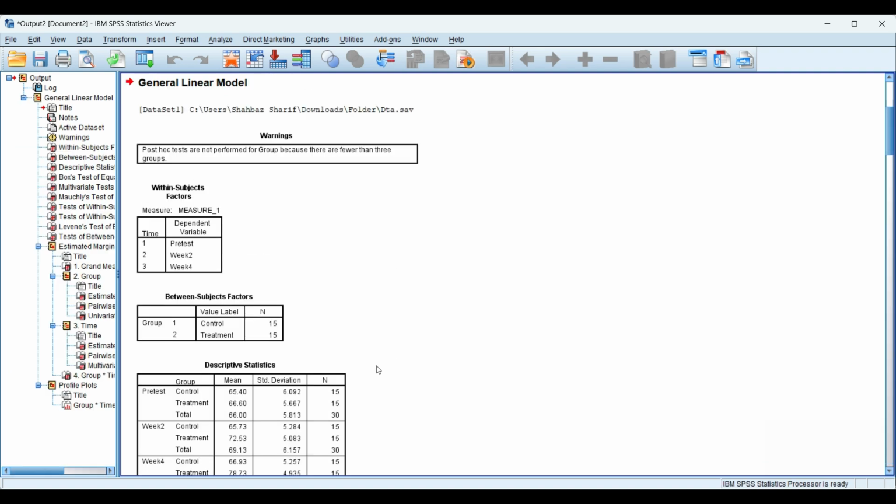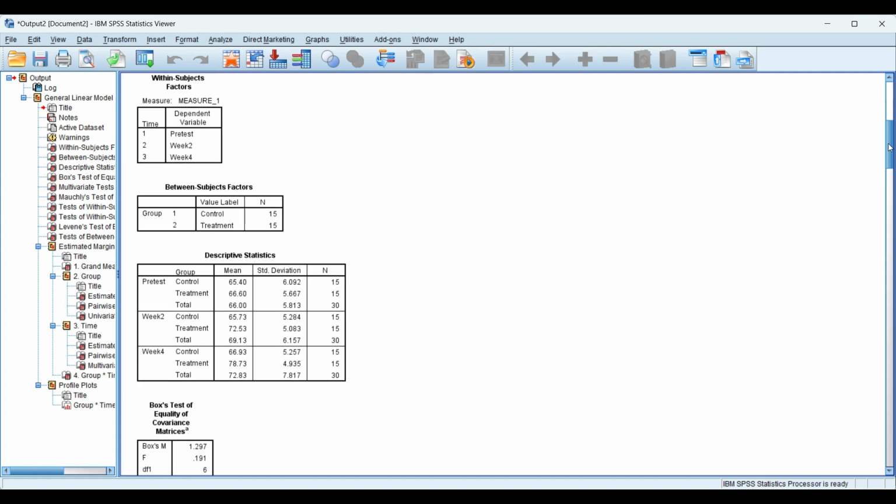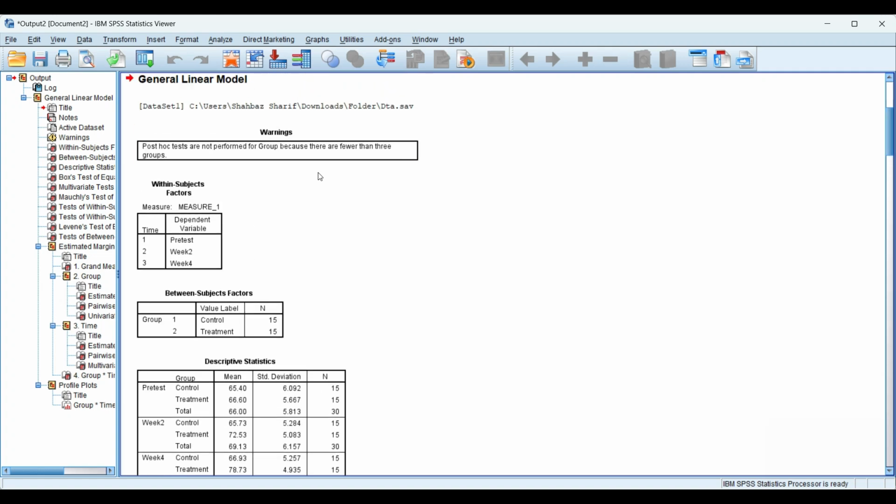So we get the results here. Okay, so we can see that there are 3 time levels. Like you can see 1 equal to pre-test, 2 equal to week 2 and 3 equal to week 4. Between subject factors, group 1 equal to control group and group 2 equal to treatment.